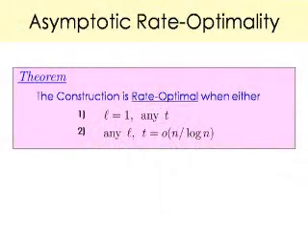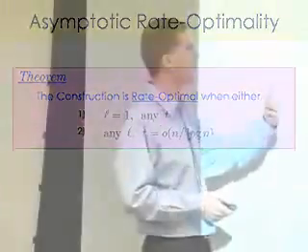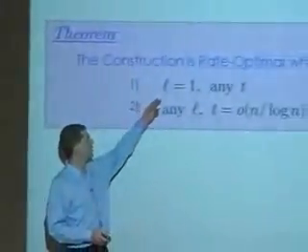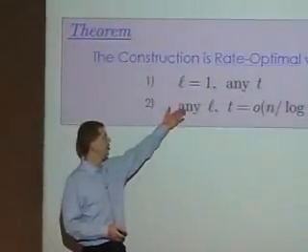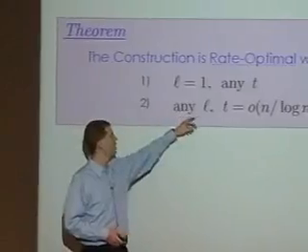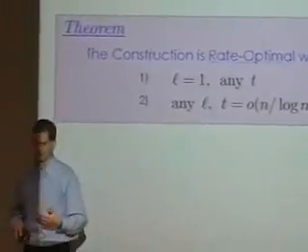Now, those two will not be discussed. Let's see asymptotic optimality. What does it mean? So that's the theorem. The construction is rate optimal. It's optimal in terms of rate, asymptotically, if L equals 1 and for any t, or for any L, any magnitude, if t doesn't grow too fast compared to the block length n.